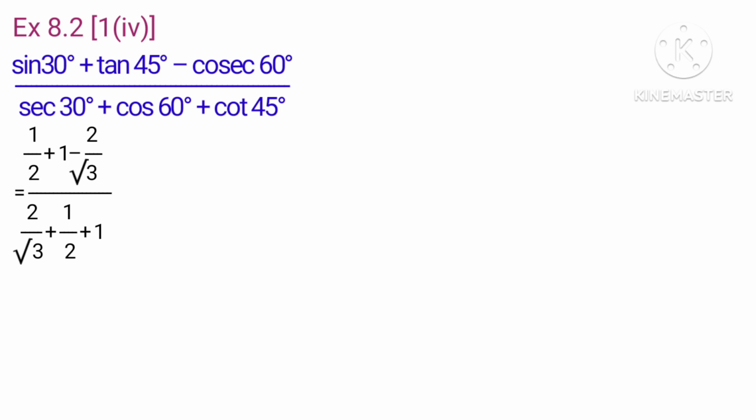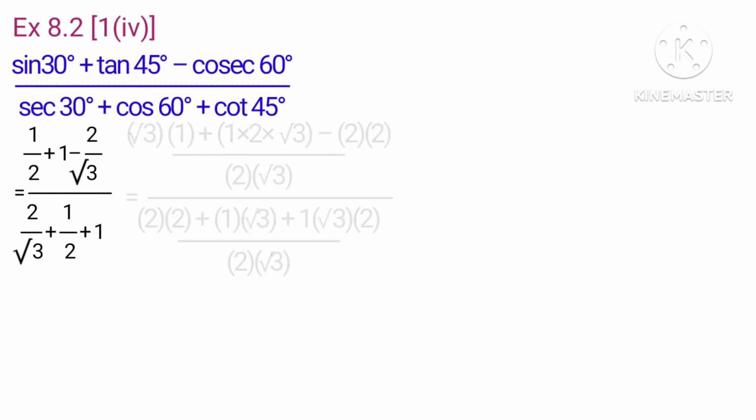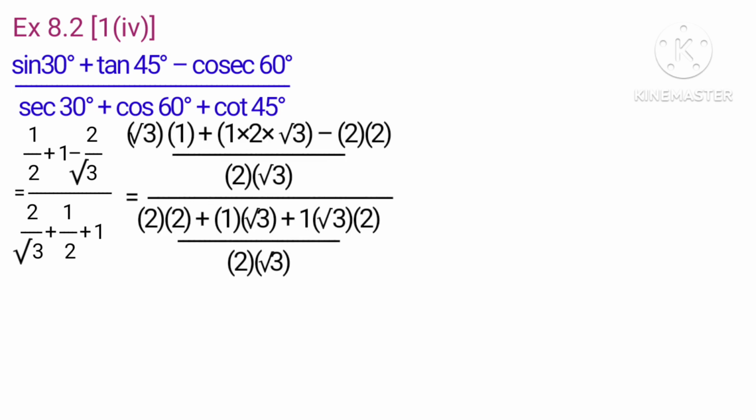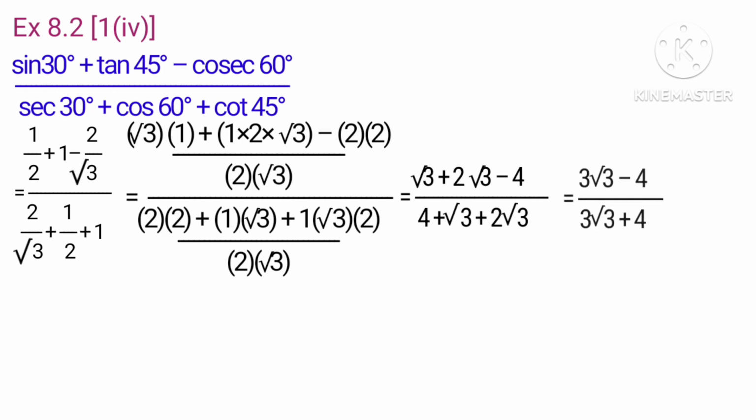Now in the numerator we have to take the LCM for 2 and square root of 3. So we'll get square root of 3 plus 1 into 2 into square root of 3 minus 2 into 2, divided by 2 into square root of 3. In the denominator also we have to take the LCM. So we'll get 2 into 2 plus 1 into square root of 3 plus 1 into square root of 3 into 2, divided by 2 into square root of 3. After we do the multiplication, we'll get square root of 3 plus 2 into square root of 3 minus 4, divided by 4 plus square root of 3 plus 2 into square root of 3. So we'll get 3 square root of 3 minus 4 divided by 3 square root of 3 plus 4.